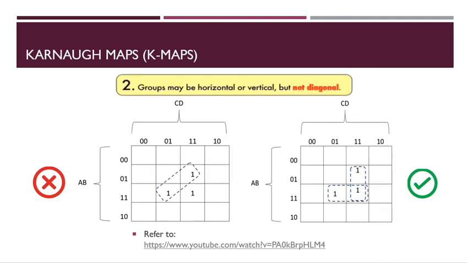The second rule is the group may be horizontal or vertical but cannot be diagonal. For the first example, this one groups using the diagonal orientation, and this is wrong. For the second example, this one uses vertical grouping and another group uses horizontal grouping. And this one is correct because it only uses horizontal and vertical grouping, not diagonal.